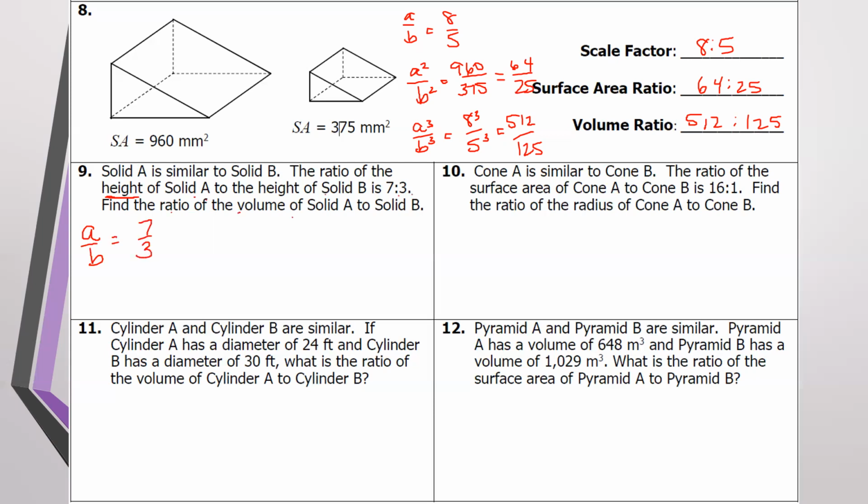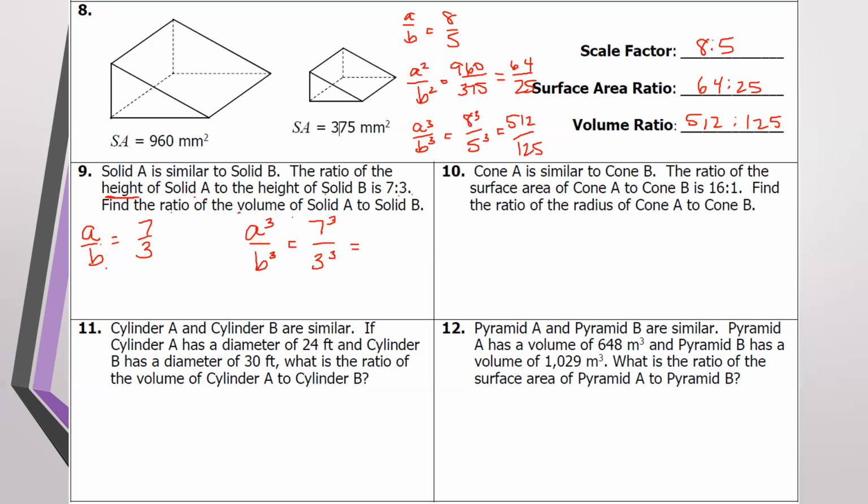Find the ratio of the volume. The ratio of the volume is A cubed over B cubed. Oh, well, A over B is allowed to talk to A cubed over B cubed. I can go straight from the scale factor to the ratio of the volume. A is 7, so A cubed is 7 cubed. B is 3, so B cubed is 3 cubed.